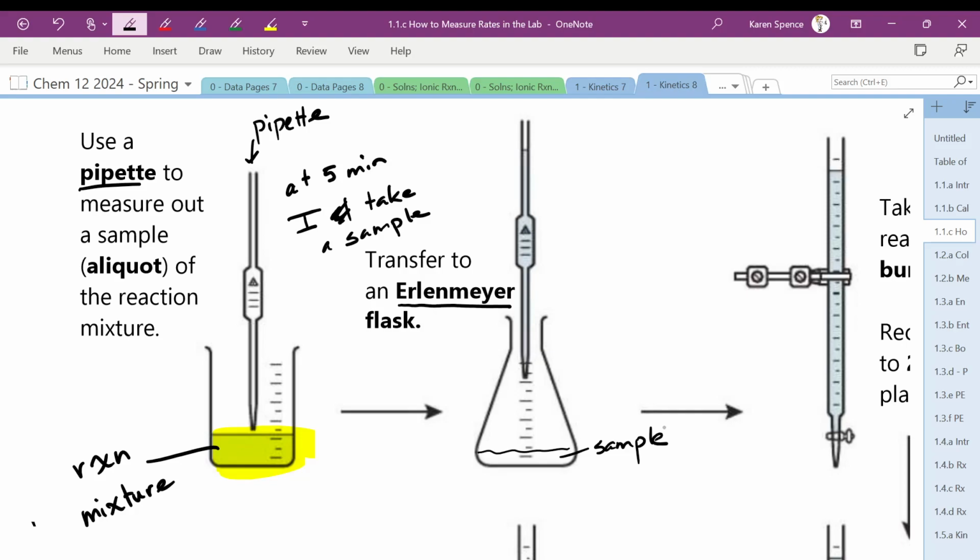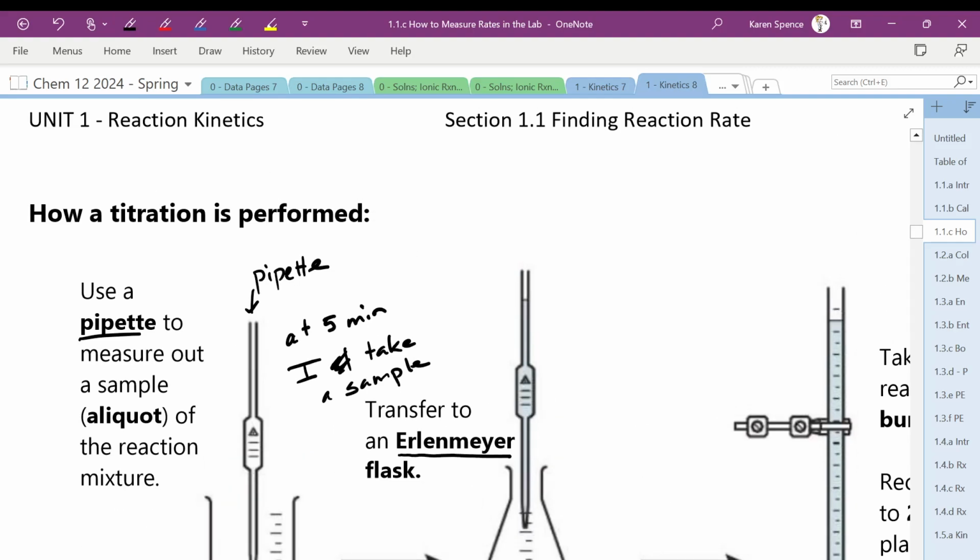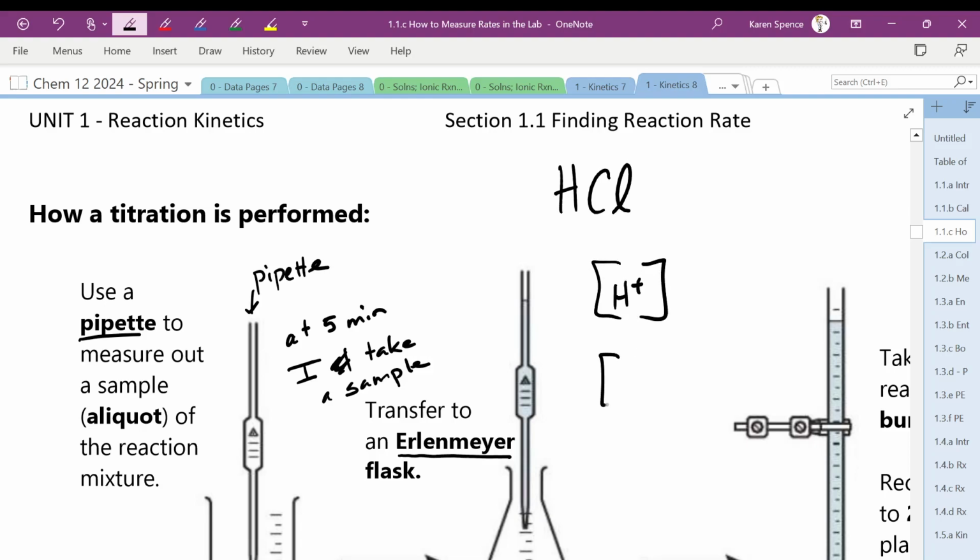So if I was to say to you, you have a choice, you've got a reaction where one of your reactants is HCl, and you get to choose, do I want to monitor the concentration of the H+, or do I want to monitor the concentration of the Cl-? Which one would you choose? You would choose the H+ because you stick a probe in and you measure its concentration because it just gives a digital readout for you. Yes?